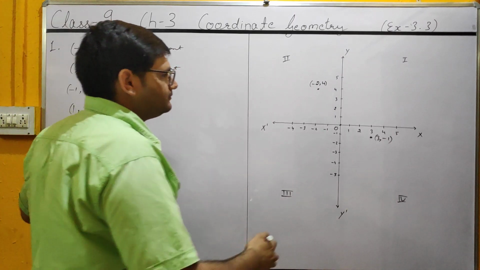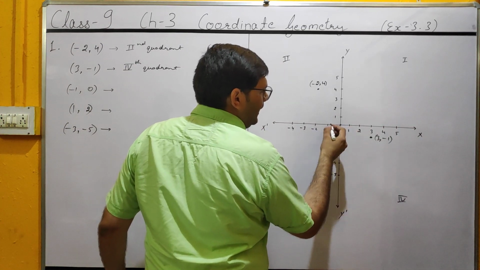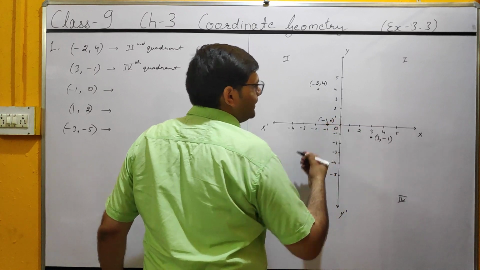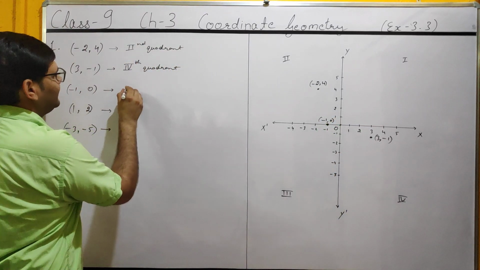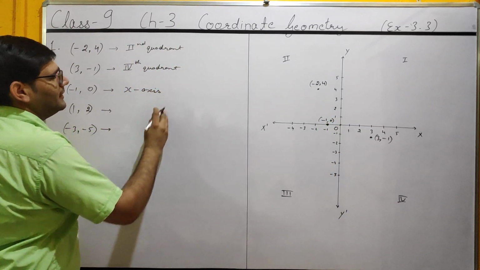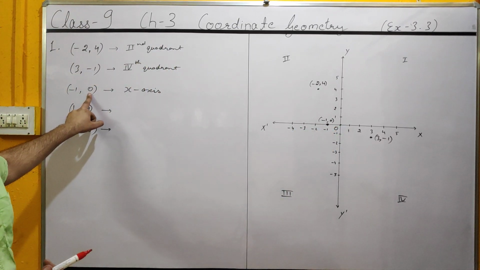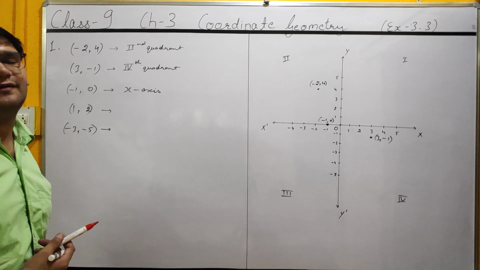-1, 0. -1 and 0 will lie here only. So -1, 0 is this point. It lies on x-axis. As we can see that y is 0 only here. So if y is 0, it means the point lies on x-axis.